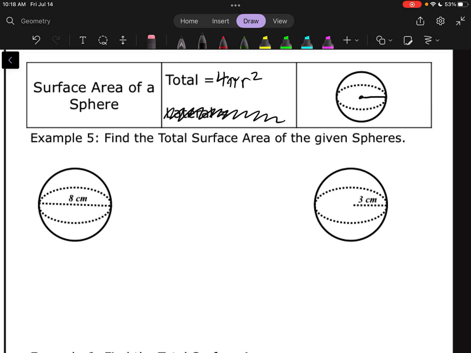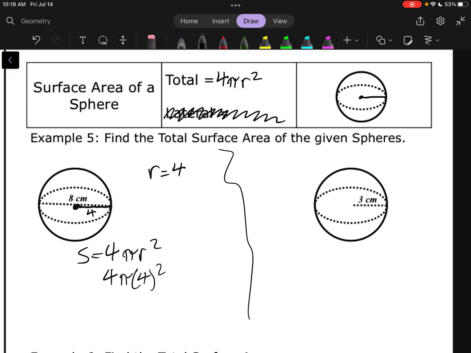So let's give it a shot. On this one, we should know that our radius is 4. So we do 4 pi r squared. We're going to do 4 times pi times 4 squared. And I'm getting 201.1 centimeters squared.